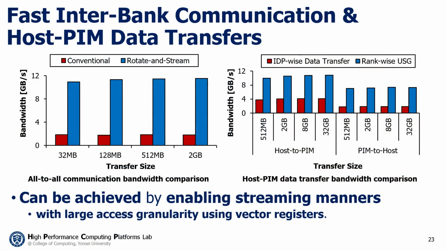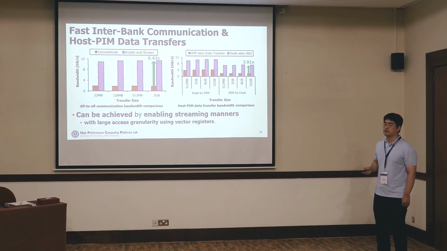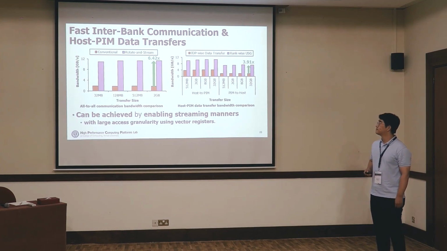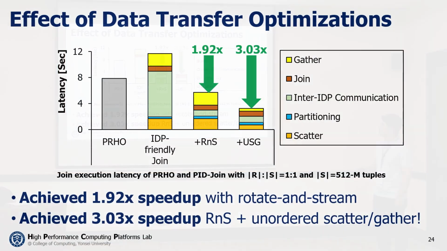With respect to the data transfer optimizations, we can achieve 6.42 times higher memory bandwidth than the conventional way for the all-to-all communication, and we achieve 3.91 times higher memory bandwidth compared to the conventional way in the case of host data transfer. And this can be achieved by enabling streaming with large access granularity. This is the result of our evaluation study.